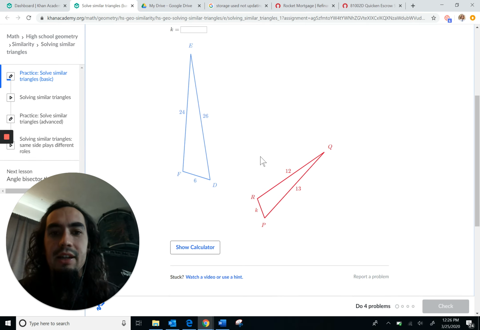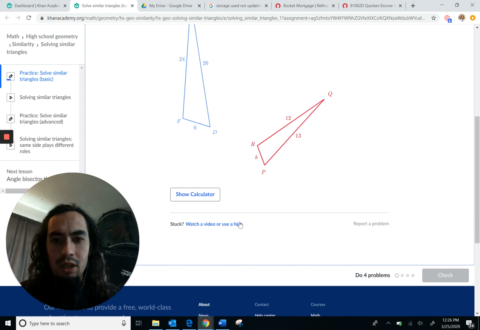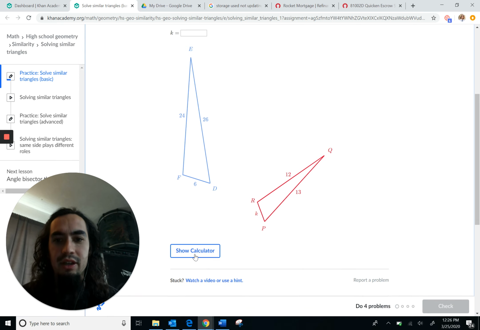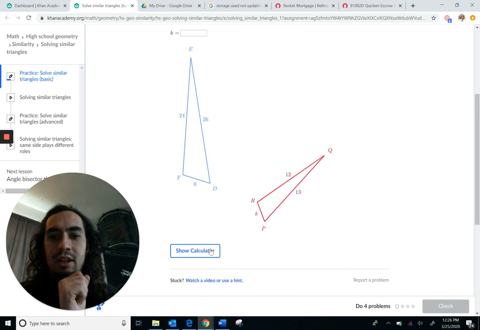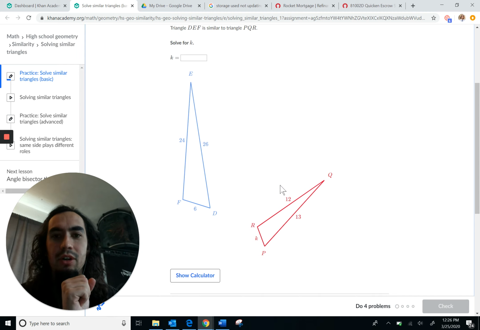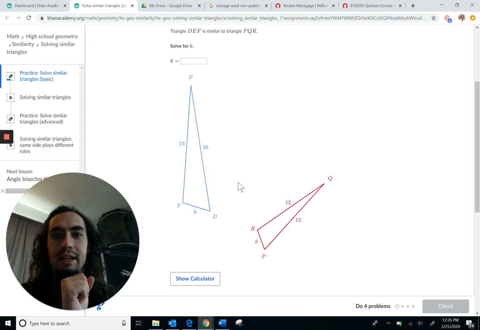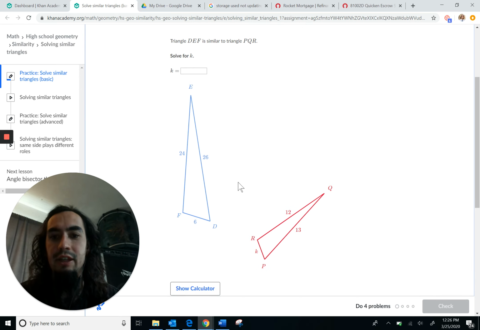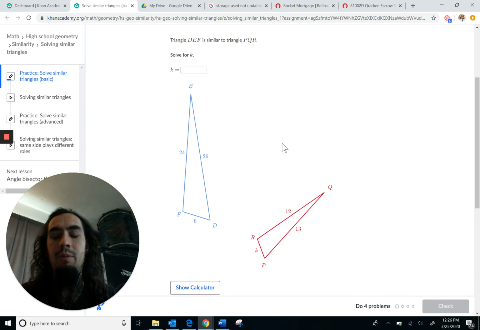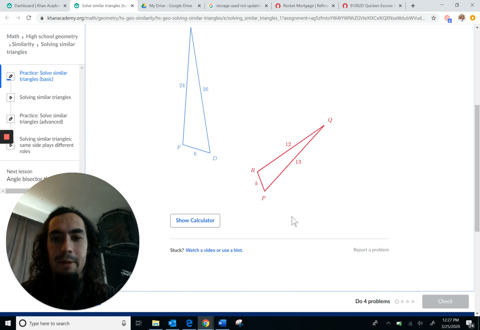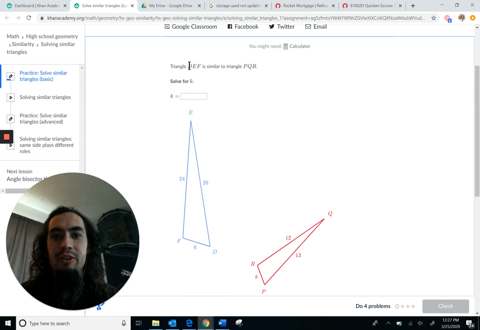Some things that you may not know. I've already mentioned certain things like the calculator and the watch video and this little thing here. So I'm going to actually make use of these things right now. So pay attention. Even if you know how to do the work, pay attention so I can show you how to use the Khan Academy tools. All right, so let's go through this. First thing, triangle DEF is similar to triangle PQR. I'm looking at the question.